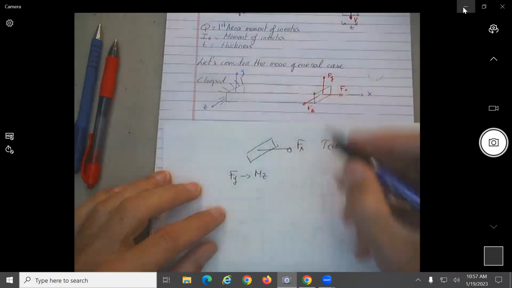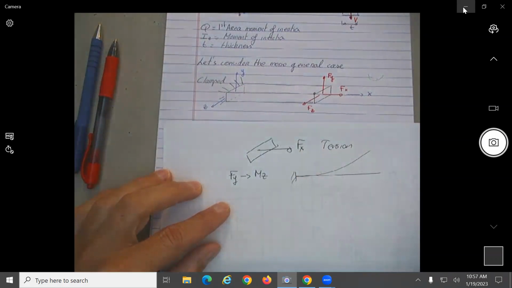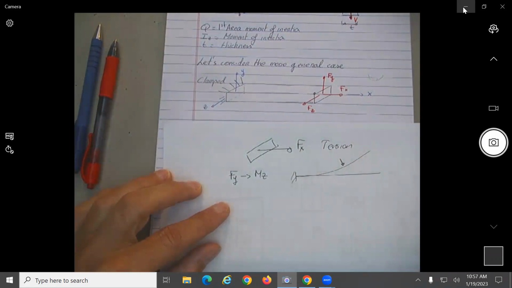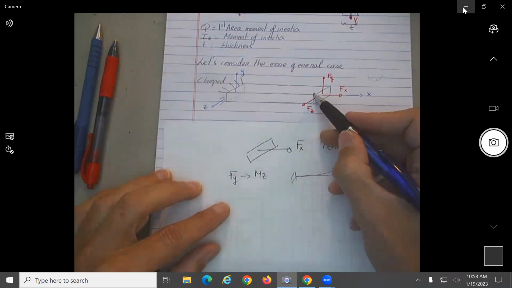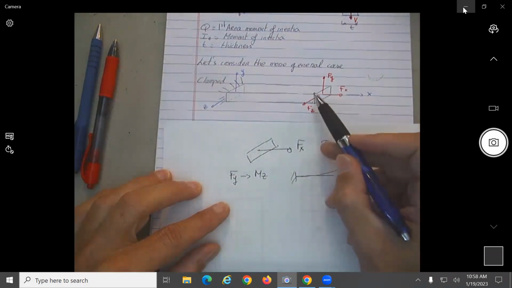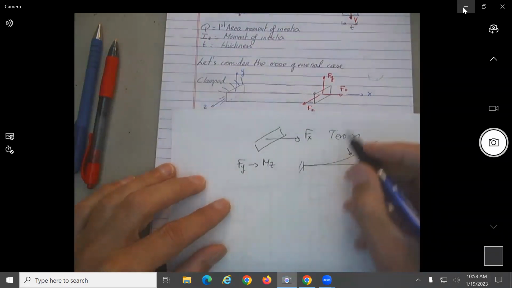Now, if this creates Mz, how is this going to bend? Upward, no? Okay, so this side of the beam will be what? Okay, so that's in compression, and that point here will be in compression because it's at the top. So I was asking you about this one, it will be tension, no? Because it's this one up. You understand?